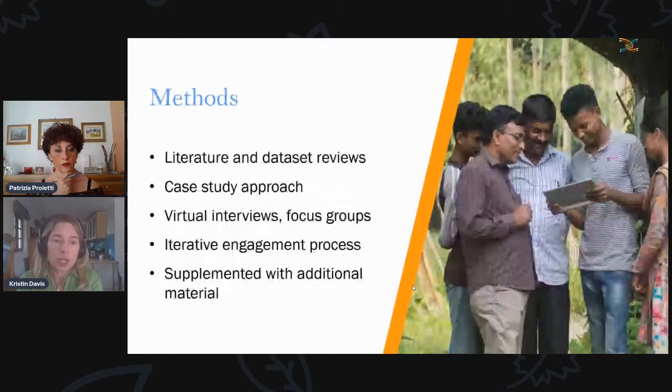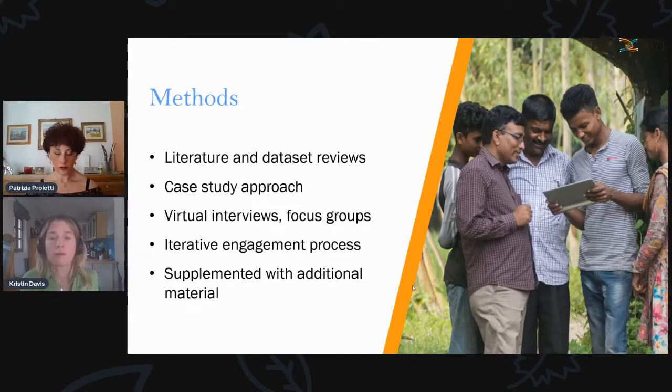By way of methodology, we first undertook a literature review and review of data sets. So we looked at a lot of secondary data, and then when we got into our case study approach, we included 9 different case studies around the world. We also collected primary data directly from farmers and extension staff, but almost all in a virtual manner because of the COVID crisis that was going on. So we conducted virtual interviews, virtual focus groups, and there were also some online surveys and other means of data collection.